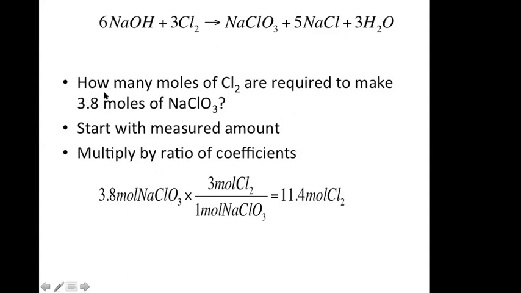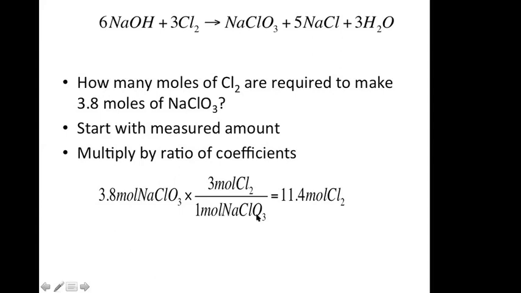So if we had a question, how many moles of chlorine are required to make 3.8 moles of sodium chlorate? We'd start with the measured amount, and that's this 3.8 moles. So that's how much was measured as what we want. And we're going to put that in the first part of our equation. And then we're going to multiply the ratio of the coefficients. So the thing we want to get rid of, the sodium chlorate, is going to go on the bottom.